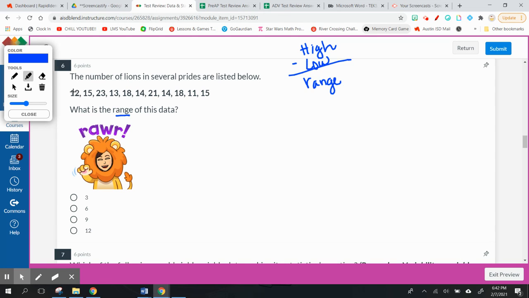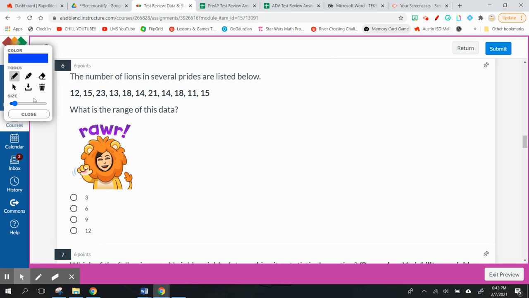I'm going to grab a little highlighter. Our highest number, I see 23. Anything higher than 23? All right. Then we can always double check it later. Our lowest number, I see 12, 13, 14, 11. All right, I see 11. Anything lower than 11? No. Anything higher than 23? No. So our range is 23 minus 11, which gives us, boom, 12. There we are. All right, there's range.